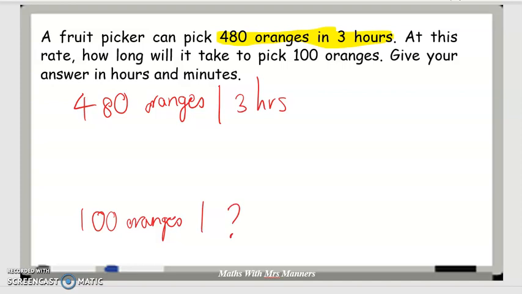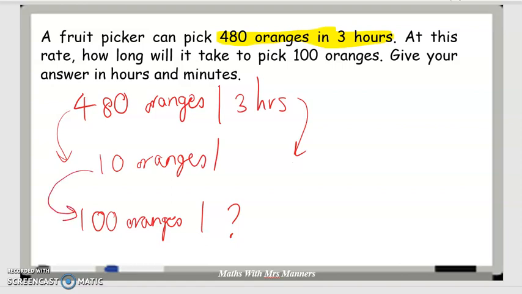Well, to get to 100 oranges, I've got to get to another quantity. And depending on how good your number skills are, you need to think, is there a number that I can change the 480 to through division or multiplication that will help me get closer to 100? I'm thinking about the numbers that go into 100, like 50, 10, 20, and 25. As I listed those numbers, one that popped out to me was 10 oranges, because if I can work out how long it takes to pick 10 oranges, then I can easily go from 10 oranges to 100 oranges. There's more than one way, but that's the way I'm going to proceed at the moment.